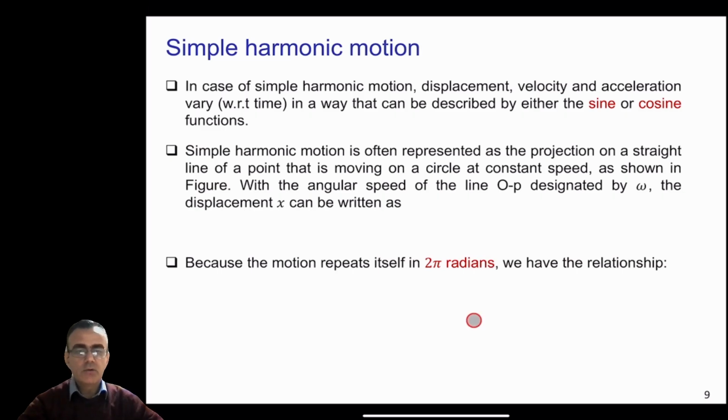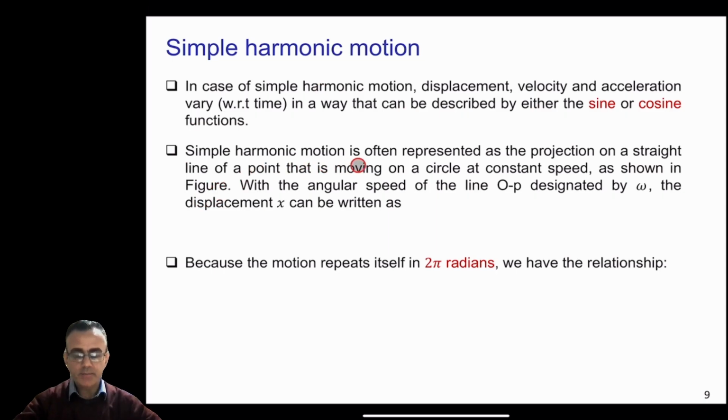Okay, so now what about simple harmonic motion? Simple harmonic motion is again a periodic motion, but it is an even simpler form of periodic motion. In simple harmonic motion, the displacement, velocity, and acceleration vary with respect to time in a way that can be described by either sine or cosine functions. So you can represent simple harmonic motion by either sine or cosine functions here.